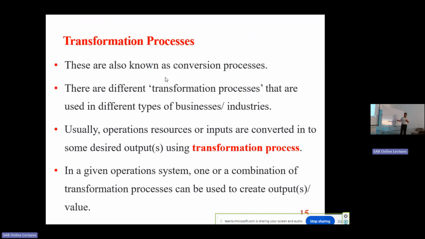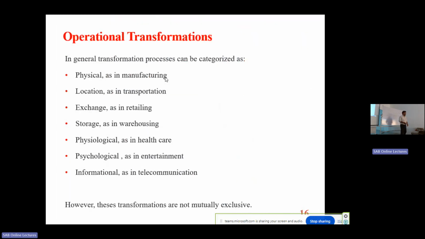It says here, in a given operation system, there can be more than one transformation type. One or more transformation processes can be used to create outputs, or to create value. Now, slide number 16 introduces you to the different transformations that are available. In different industries, we can see different transformations. Here, there are 7 different ones.